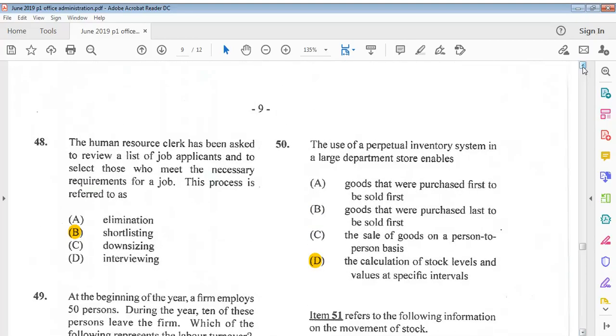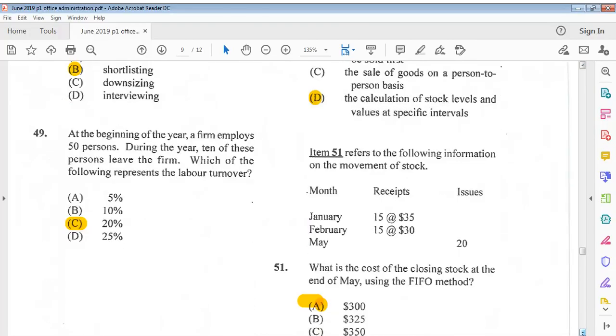The use of a perpetual inventory system in a large department store enables A, goods that were purchased first to be sold, B, goods that were purchased last to be sold first, C, the sale of goods on a person-to-person basis, or D, the calculation of stock levels and the values at specific intervals. So we know it would be D. The inventory system would enable the calculation of stock levels and values at specific intervals. Let's move on to question number 51.